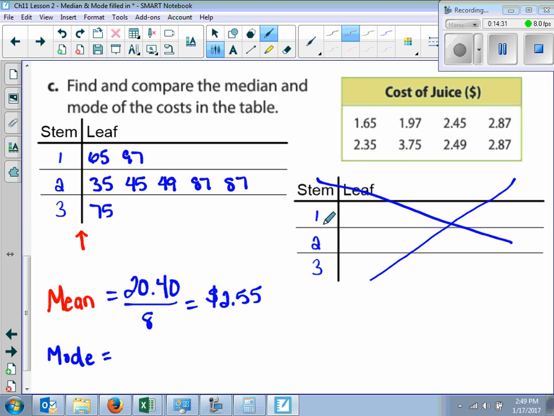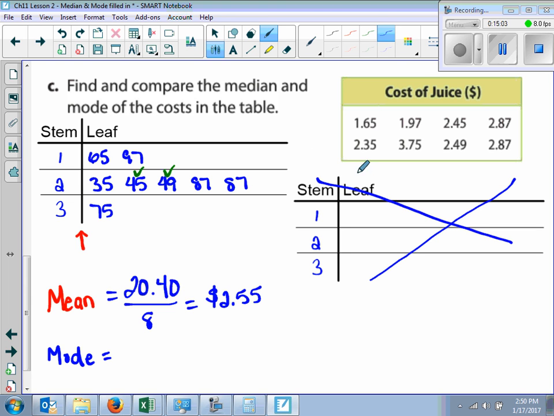So to find the median, we have to find the two middle numbers. So that's 8 divided by 2, which gives us 4. So we're going to count to 4. 1, 2, 3, 4, and 1, 2, 3, 4. So those are my two middle numbers, $2.45 and $2.49.